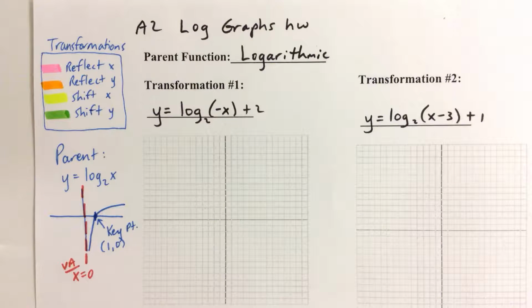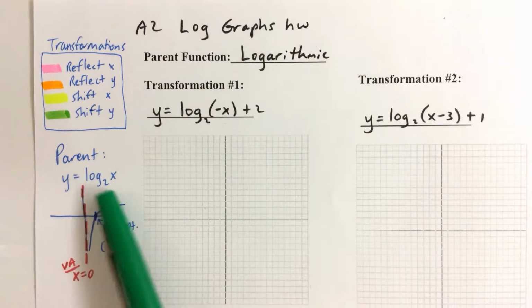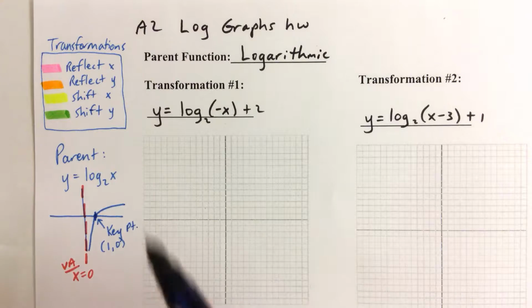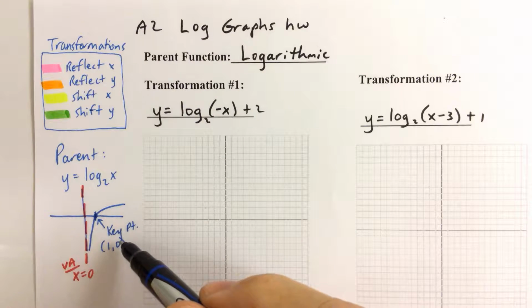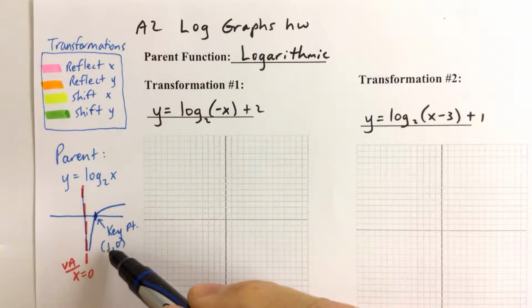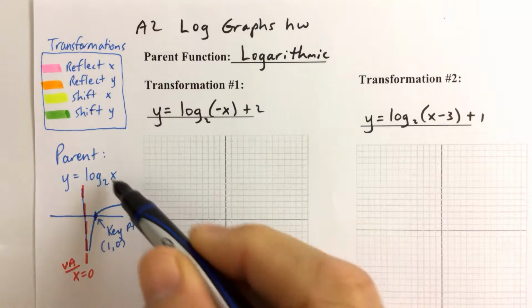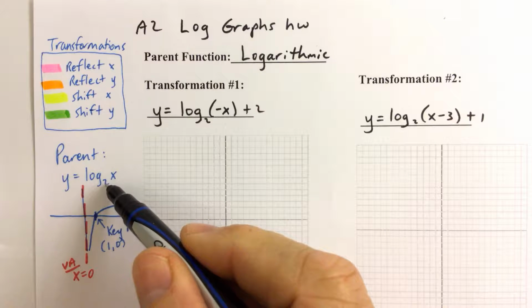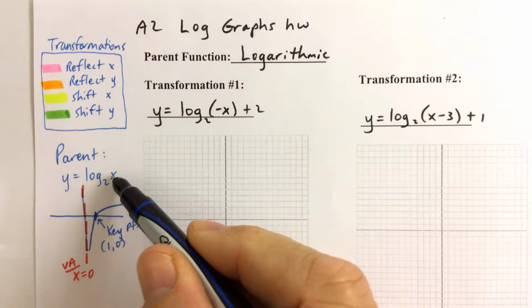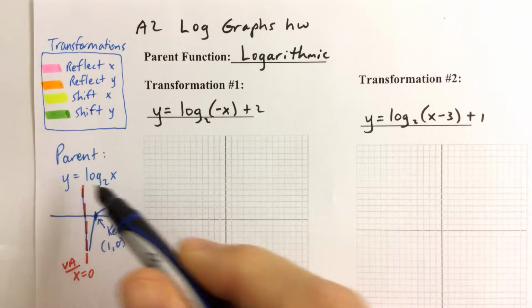If you want to be successful in drawing the graphs of the transformations of the parent function y equals log base 2 of x, there's two things you really want to make sure you pay attention to. Number one, you want to make sure you understand that the key point of any log function is always (1, 0). Because when x is 1, y is 0, because the log base any positive number bigger than 1 of 1 is always 0.